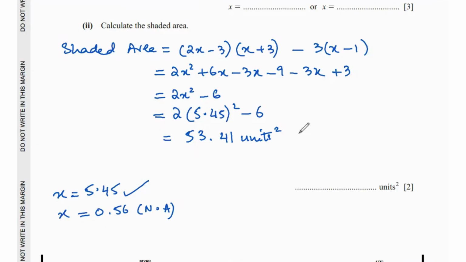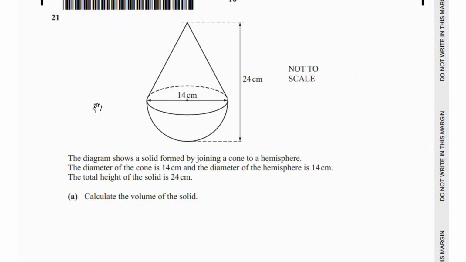That is the shaded area based on the value of x that we have chosen. Then it says the diagram shows a solid formed by joining a cone to a hemisphere. The diameter of the cone is 14 centimeters and the diameter of the hemisphere is 14 centimeters as well. The total height of the solid is 24 centimeters. Calculate the volume of the solid.